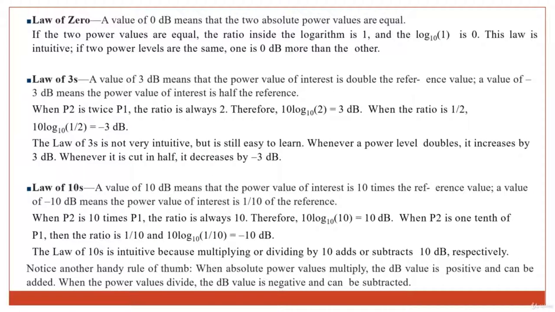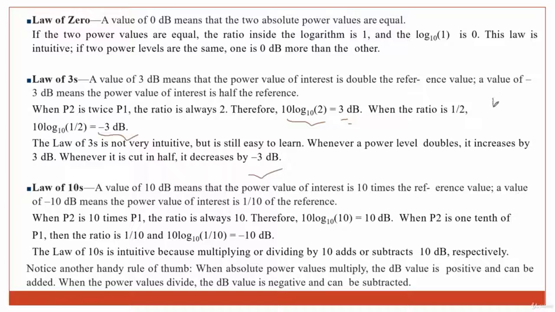Then we have three different laws. Law of zero: suppose we have the same power, so the relative power difference will be zero, because, for example, 10 by 10 will give you 1, and log 10, this is the base, so 1 base 10 is zero. What is the law of three? Suppose you have a difference of 2. If you take log 10 base 2, that will be 3 dB. And if we have 1 by 2, minus 3 dB.